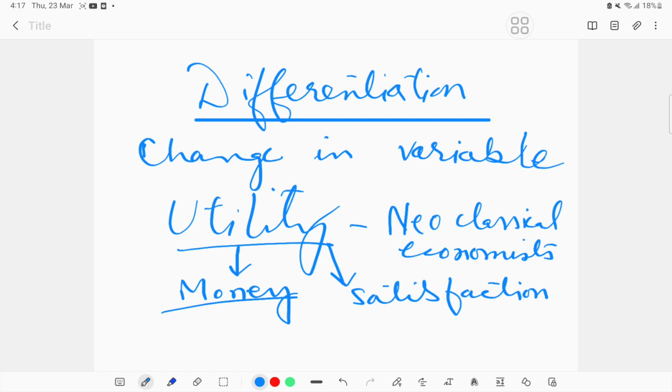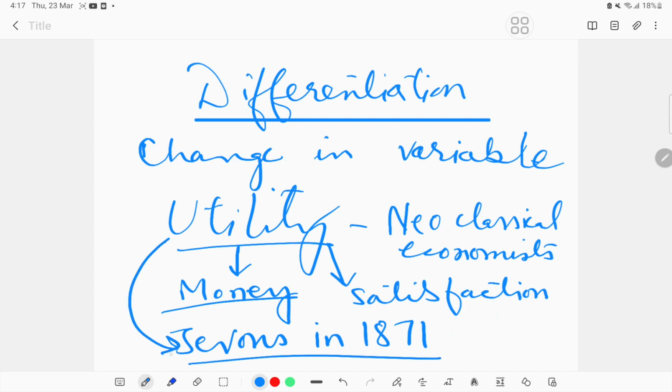And Jevons in 1871 coined this term utility. He coined this term utility, and util means units. This term util means units of utility. मीन्स यूटिलिटी को हम मेजर करते हैं यूटिल्स में.